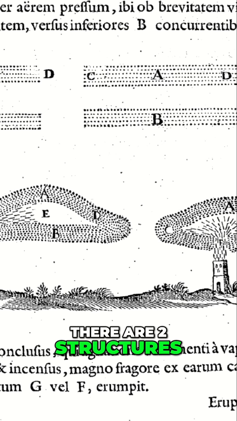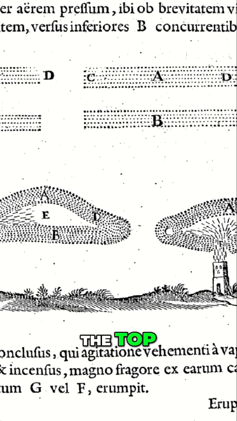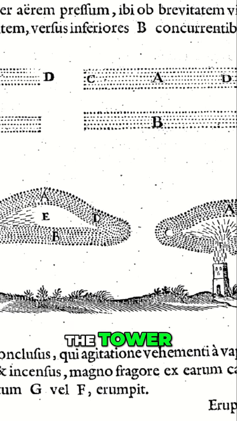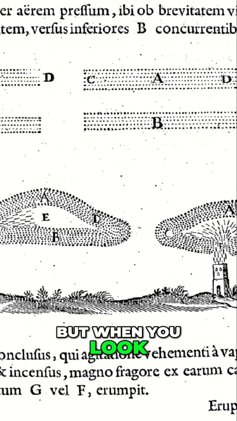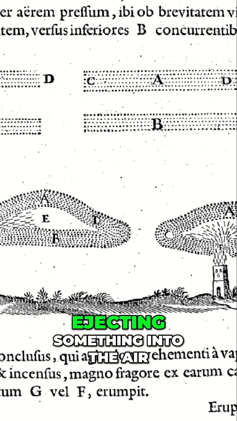There are 2 structures. The one on the left is a tower, like a church tower, with an antenna on the top. And there seem to be lines coming down from the air, hitting the top of the tower. That's interesting enough on its own, but when you look at the tower on the right, it seems to be ejecting something into the air.